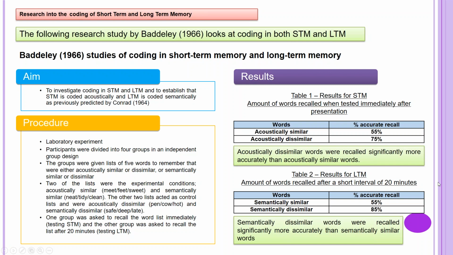Table 2, the results of long-term memory. The number of words recalled after a short interval of 20 minutes. Semantically similar, 55%. Semantically dissimilar, 85%. Semantically dissimilar words were recalled significantly more accurately than semantically similar words.